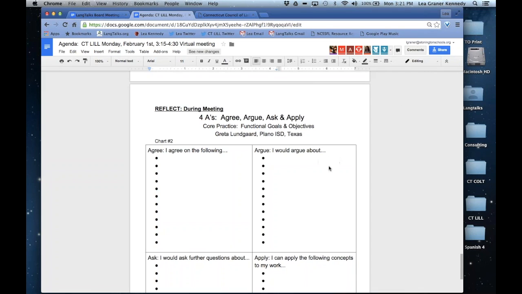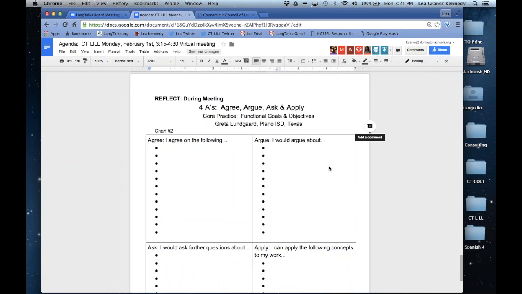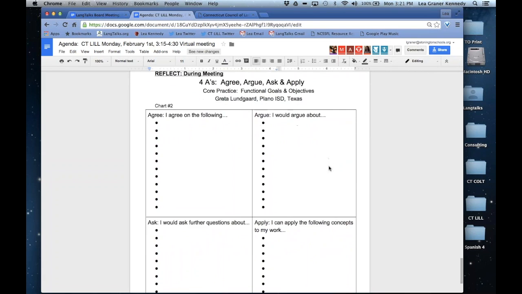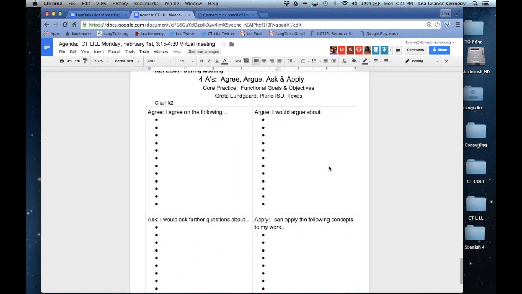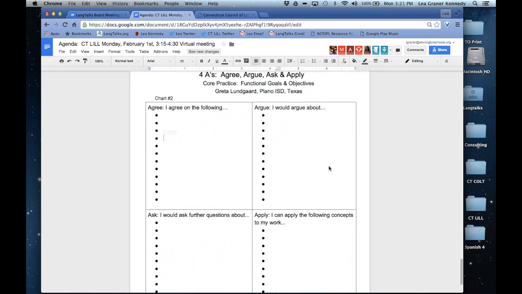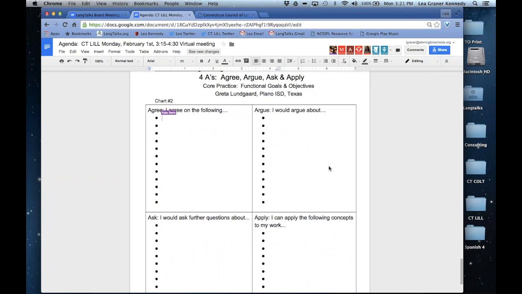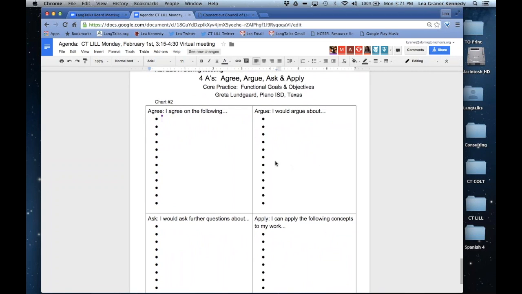As you're listening, take some time to think about what are the ideas that you agree with that Greta is sharing, what are some of the ideas that you would argue about that you are still struggling with, and what are some of the questions that you would like to ask. And furthermore, how can you apply these concepts to your work? So again, I put some bullets in there just to make it easier since we have 30 people on the call right now. You could certainly go back and add to this later, but we'll have time to take about 5 to 10 minutes after Greta's talk so we can stop and process our new learning.